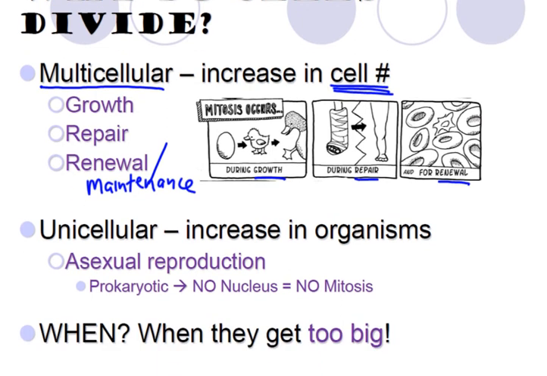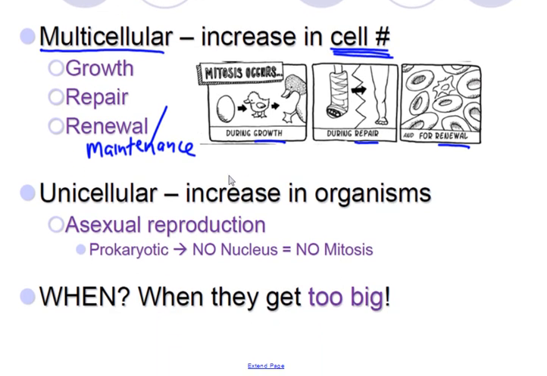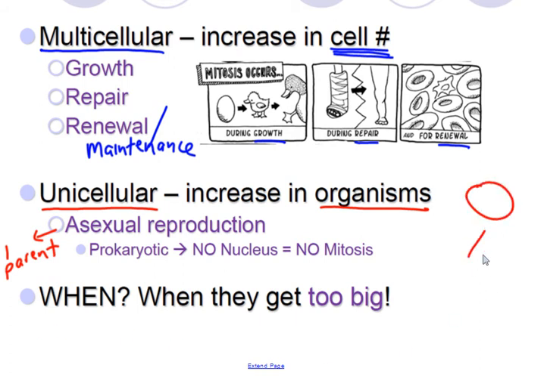On the other hand, if you are a unicellular organism, you only have one cell. That is it. One cell does all. You're not getting any more. So this is a form of reproduction. Instead of increasing cells, we're increasing in organisms as a whole. So this is a form of asexual reproduction because there is only one parent involved. So we start with one organism and we end up with two organisms.